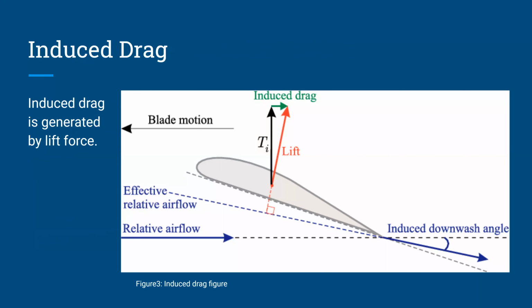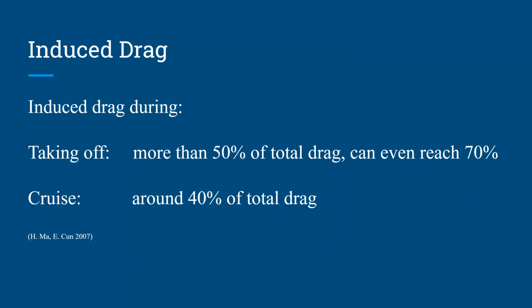Induced drag is generated by lift force. After air passes the wings, it will turn down a little bit, which makes the straight lift force turn back a little bit and some part becomes drag. According to research, induced drag will be more than 50% of total drag during takeoff. It can even reach 70%. It will be about 40% of total drag when it is cruising.